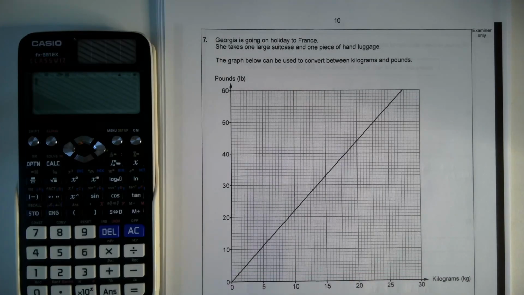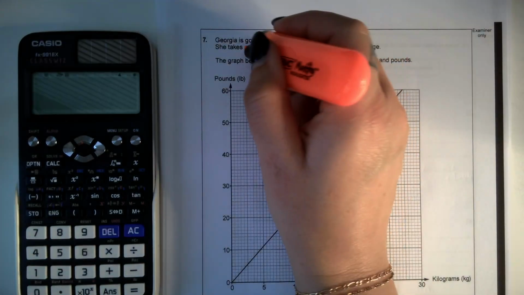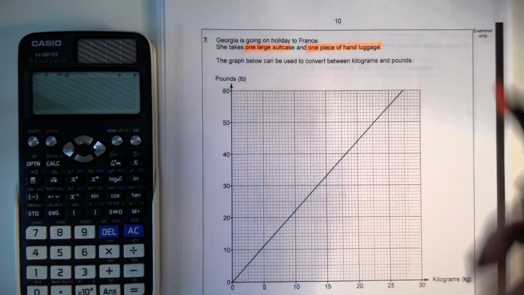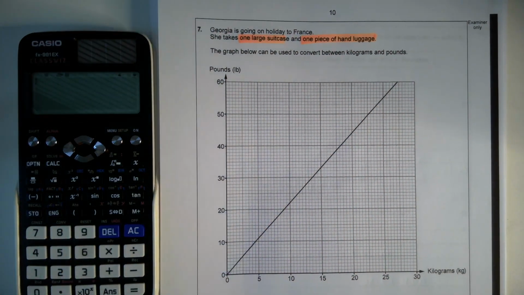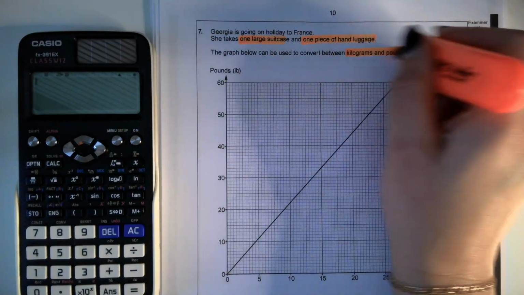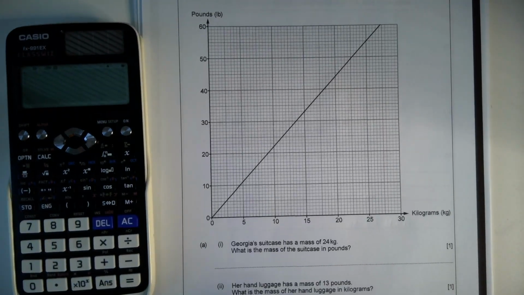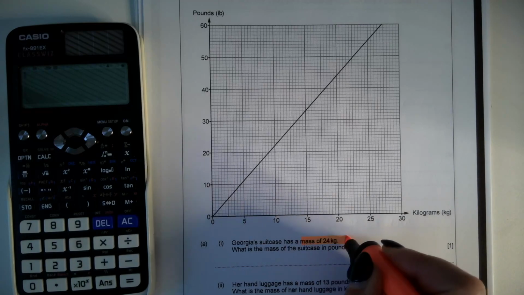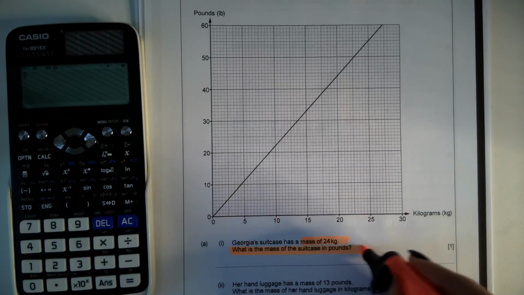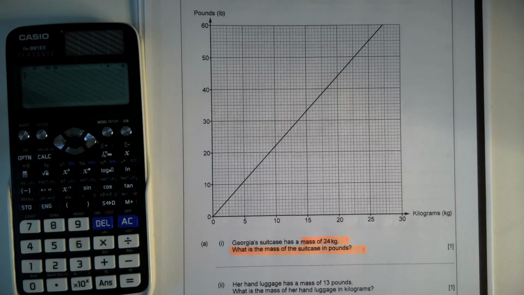Question 7. Georgia is going on holiday to France. She takes one large suitcase and one piece of hand luggage. The graph below can be used to convert between kilograms and pounds. So we've got pounds and kilograms. Part A. Georgia's suitcase has a mass of 24 kilograms. What is the mass of the suitcase in pounds?